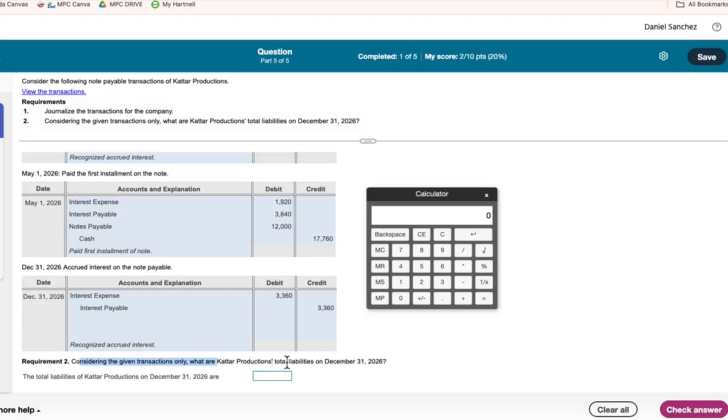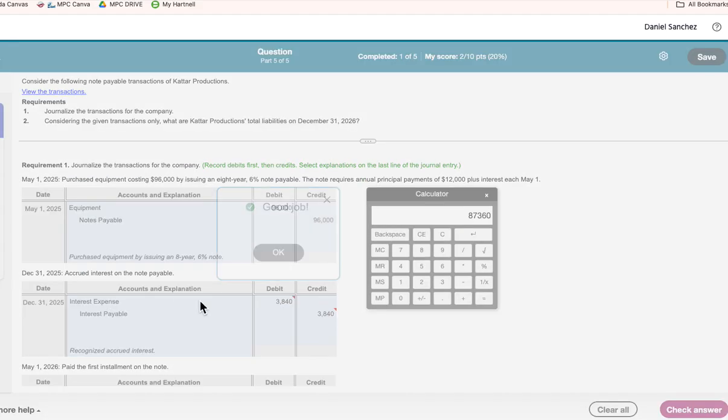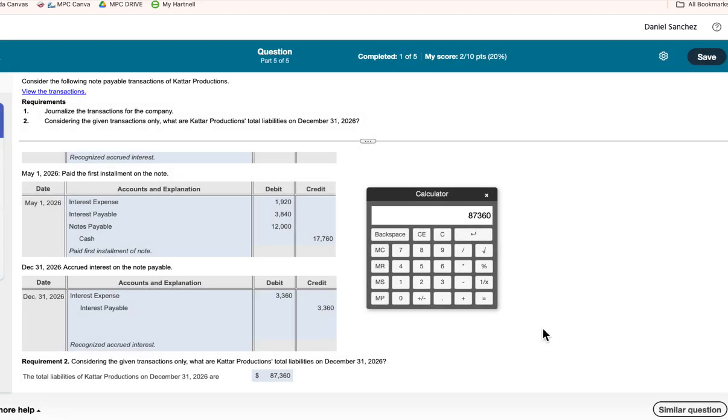Cool. And then consider the given transactions only. What are Cater Production's total liabilities on December 31st, 2026? Total liabilities. So how do we figure that out? Well, let's take our original value of 96,000, and then we're going to subtract our yearly $12,000. And then I'm going to add back my interest payable, 3,360. And that is my new total liabilities. It looks right because it's less than the total, so let's see. And there we go. Hopefully those mistakes are going to help in the future.